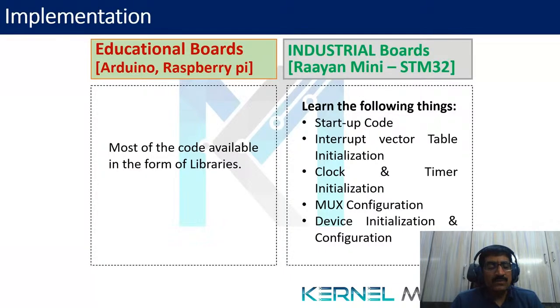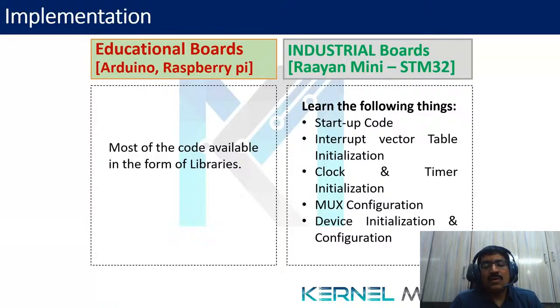But now come to the industrial board. There are a lot of things you want to learn, because in-depth technical learning is important. Because you are going to fix the bug in the hardware. No? That's why it's very important. What are the things you want to learn? Mathematics is important. Startup code you can learn.